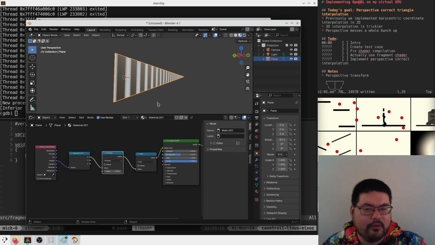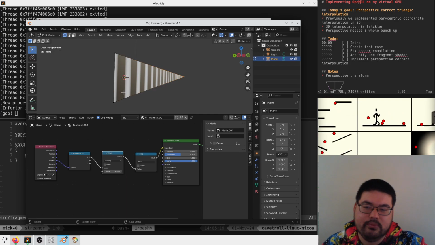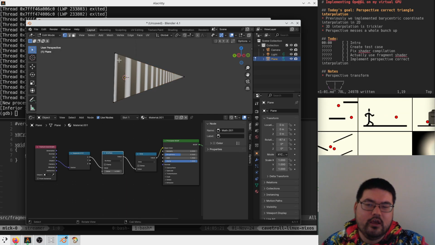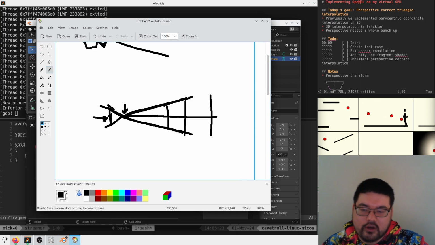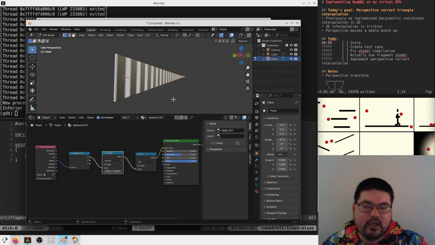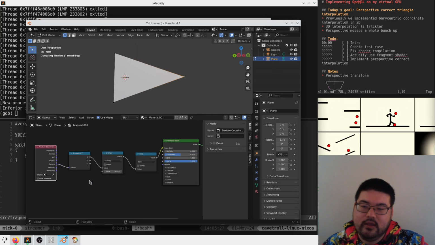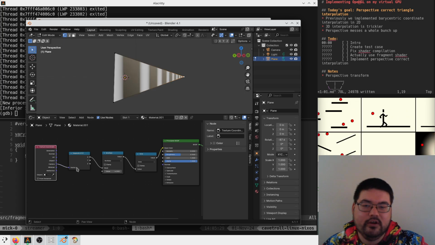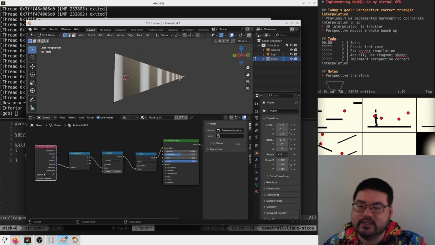And so the reason that's a problem is if we were to just do interpolation on these three vertices after projection, they're on a flat surface. And so what you would really get is something more like this, right? Where the width of these things is constant.